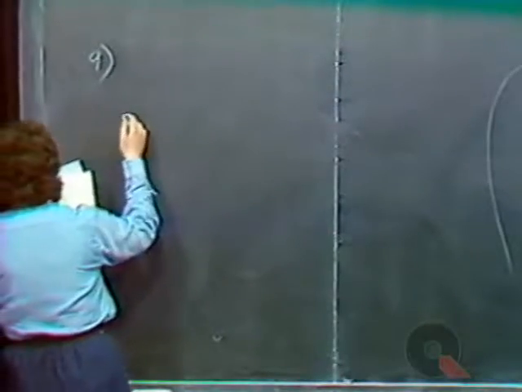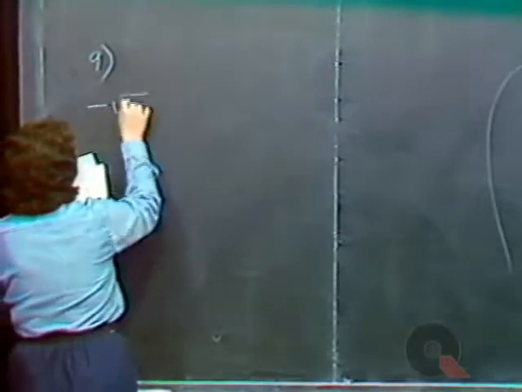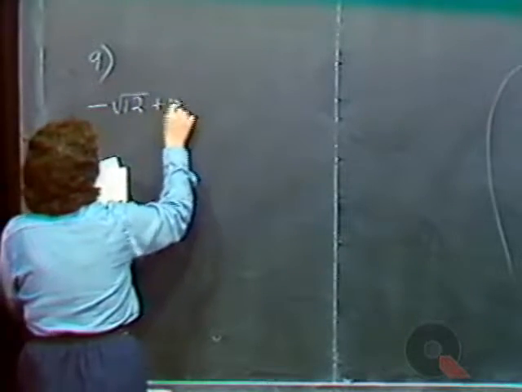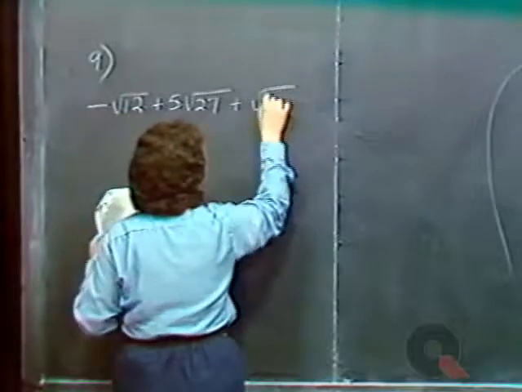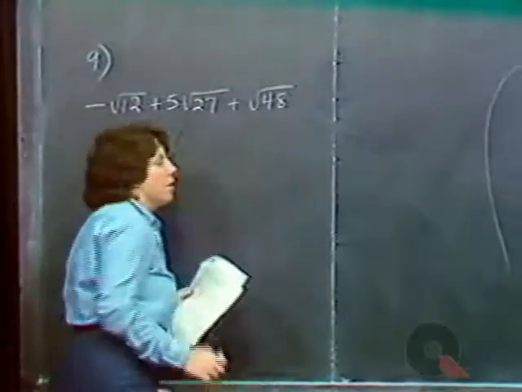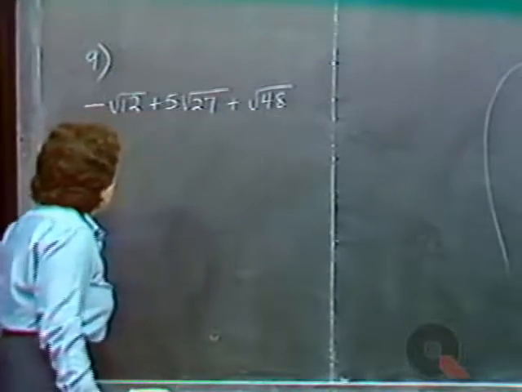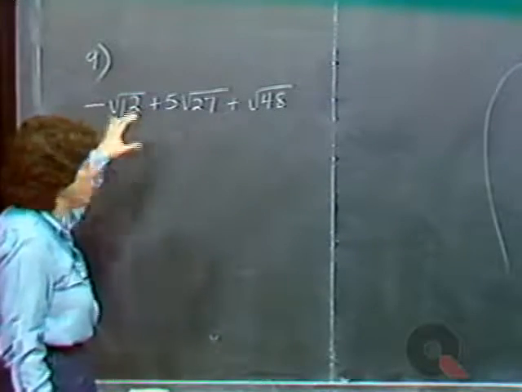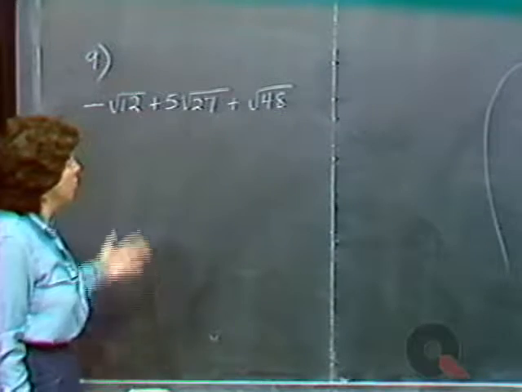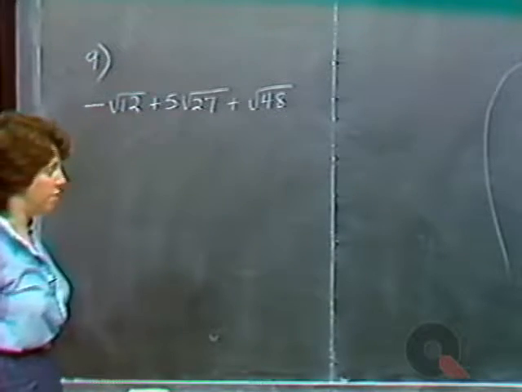All right, for our next problem, simplify the following. Minus the square root of 12 plus 5 times the square root of 27 plus the square root of 48. Now, we can only combine radicals if they have exactly the same expression under the radical sign. So at first glance, it might look like you can't simplify.